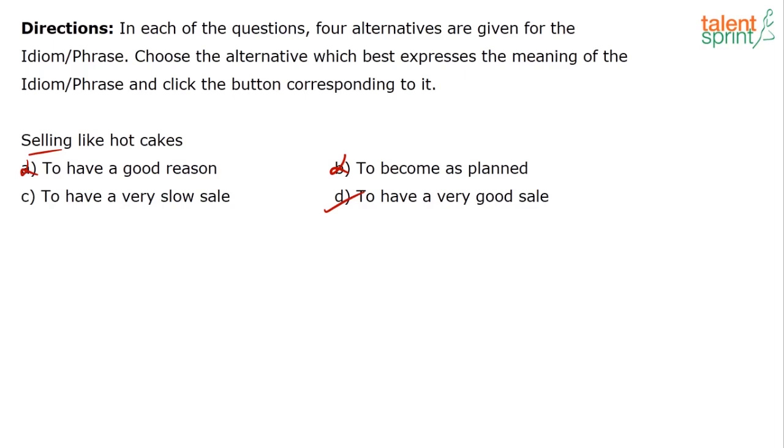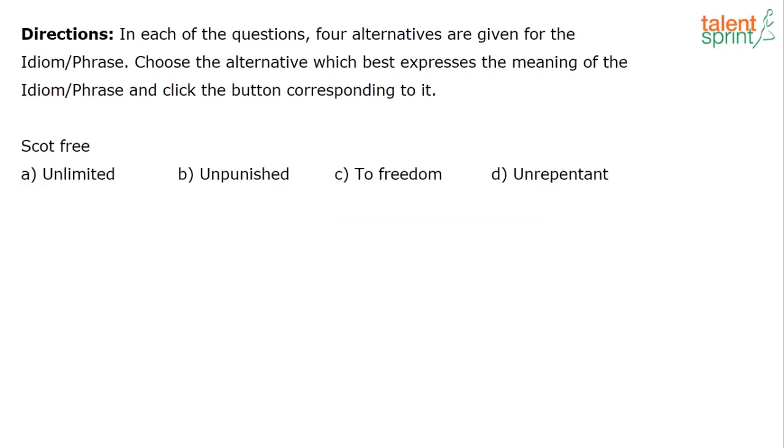Idioms and phrases, either you know it or you don't know it, but sometimes you can identify keywords and try to eliminate wrong answer options which are not related to the keyword. That's what we did now, right? We looked at selling as a keyword. We looked at the options. We eliminated A and B, which are wrong answer options. We looked at C and D. Then we applied a little bit of logic. What will sell like hotcakes, right?